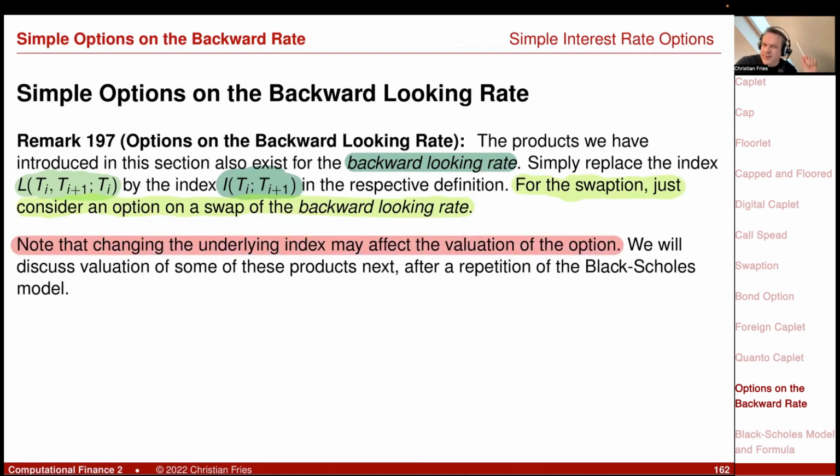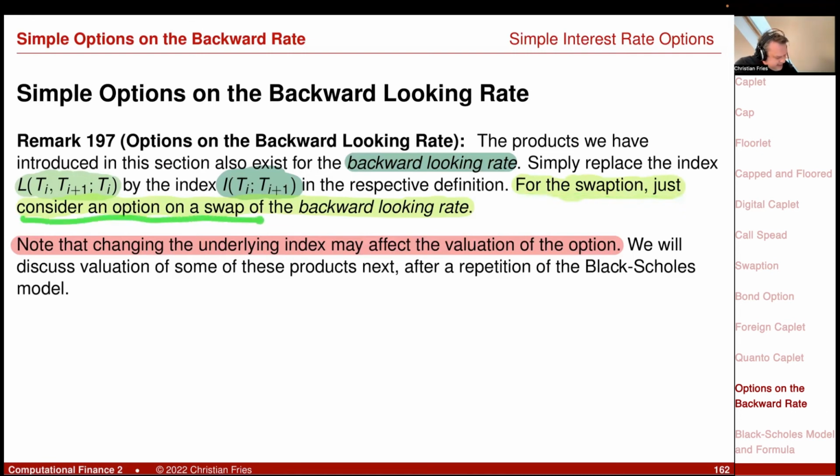Now you may think, okay, we had this nice little lemma that the value of paying the backward rate at the end of the period is the same as paying the forward rate at the end of the period, if the value is observed before the beginning of the period. From this lemma we could conclude that the valuation of a swap on the backward rate agrees with the valuation of a swap on the forward rate. So you would think that all these financial products, if you switch to the backward rate, have the same valuation formula. This is not true. This is true for the swaption.